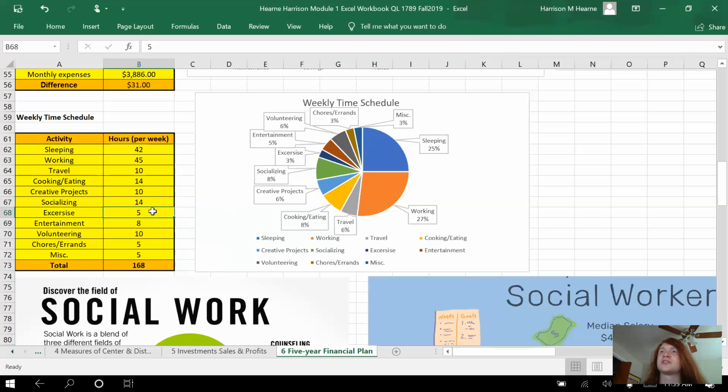About 5 hours of exercise a week. I have 5 hours of physical therapy every single week because of my health conditions. So that is a very consistent number. 8 hours a week of just general entertainment.